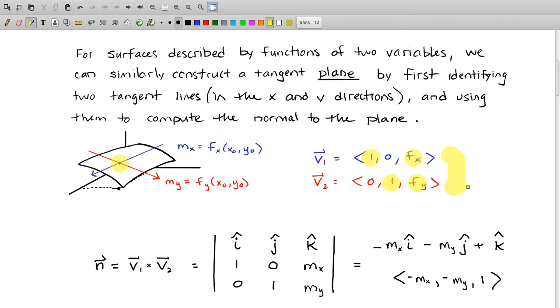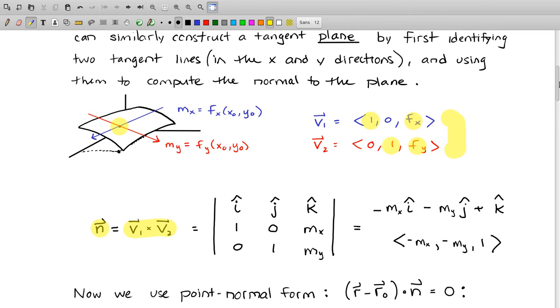And with those 2 vectors, we can now construct a normal that is perpendicular to both of them by taking the cross product v1 cross v2. You guys are by now experts at taking the cross product. You can do it in your sleep. So if you like, you can set up this pseudo matrix, i j k, 1, 0, mx, 0, 1, my, and we take the cross product, and we get this vector right here, negative mx, negative my, comma, 1. So this is the direction of the normal vector that is normal to both the tangent lines, normal to the surface, and therefore normal to the tangent plane.